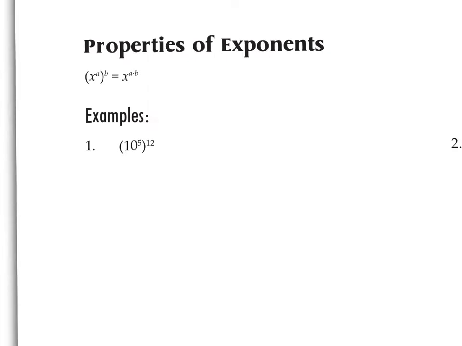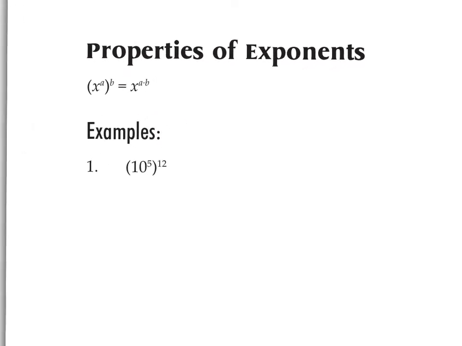All right, on this page we have some practices for this rule. Here's the rule stated again. x to the a raised to the b, two exponents on one base, is x to the a times b. So here the base is 10. The exponents are 5 and 12. So they should be multiplied together. 5 times 12. This is 10 to the 60. 5 times 12 is 60.